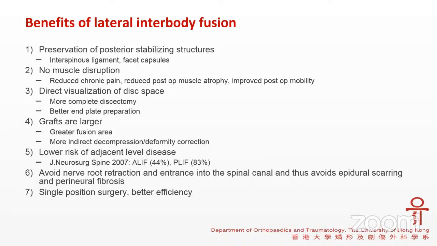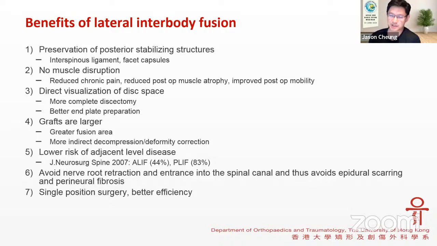And of course, the grafts are always larger, so you have a greater fusion bed. Fusion rates have been shown to be higher, and because of the size of the cage and the distraction of the disc, you have much better deformity correction as well as the option of performing an indirect correction. Some studies show there's probably a lower risk of adjacent segment degeneration with this procedure. And very importantly, you can avoid any entry into the epidural space for nerve retraction, especially for revision surgery. And nowadays, I think single position surgery is a trend, allowing for better efficiency.